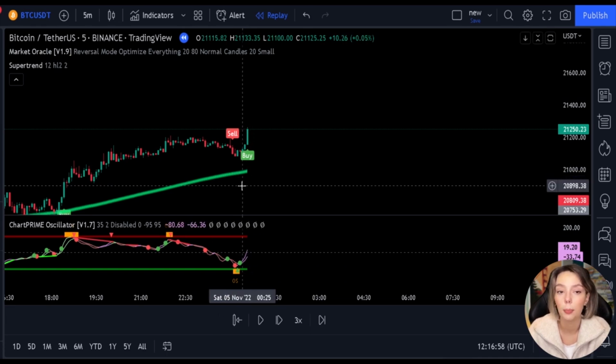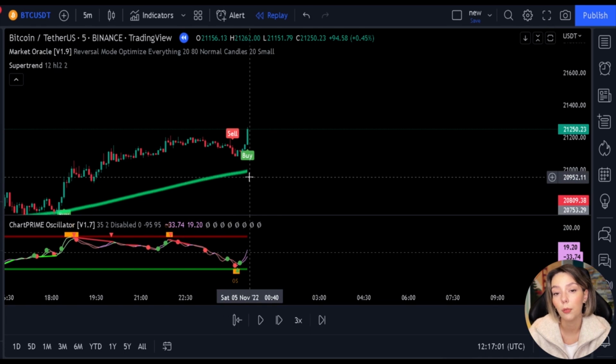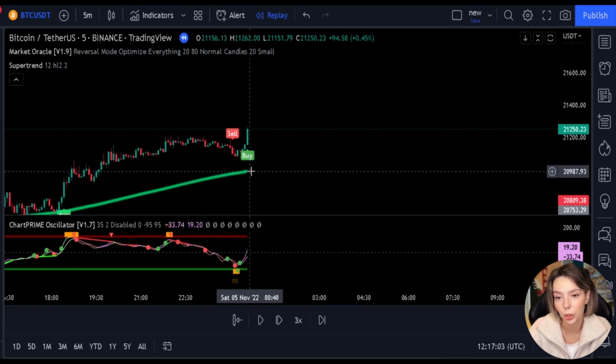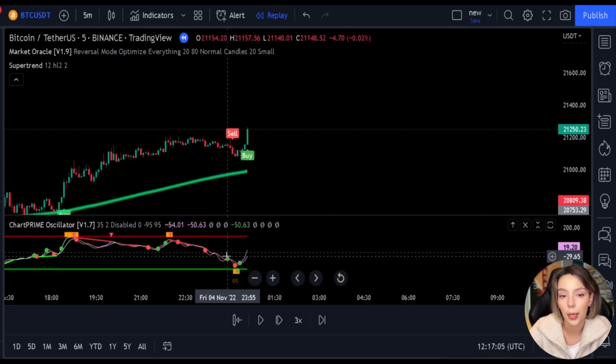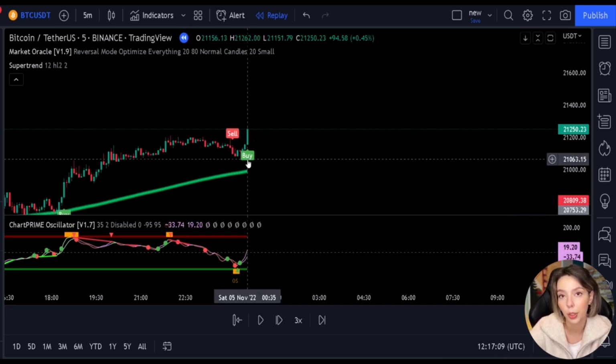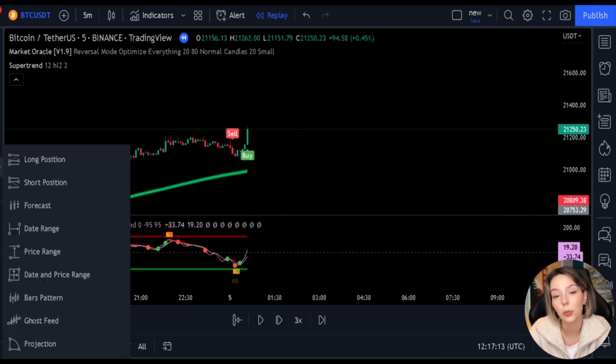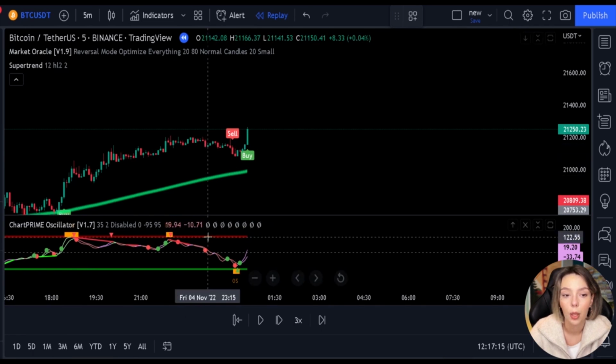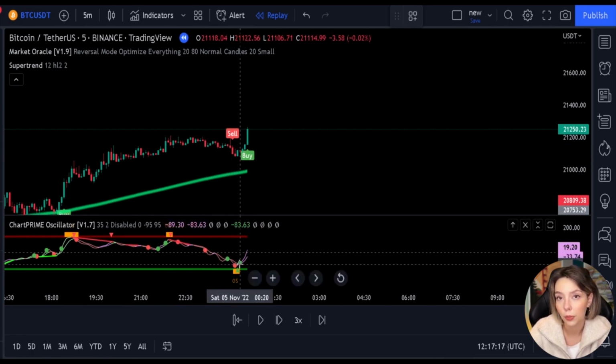This signals us about an uptrend and therefore about potential long positions. After we see that the price of an asset is in an uptrend, we need to wait for a buy signal from the super trend indicator. After that, we look at the oscillator and also notice green buy dots. Now we have 3 buy signals from different indicators.